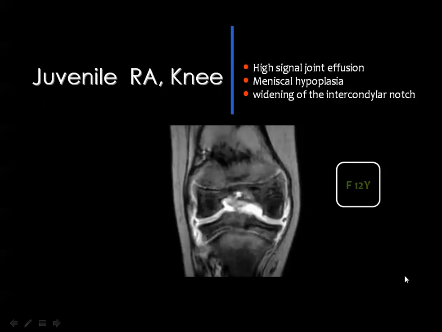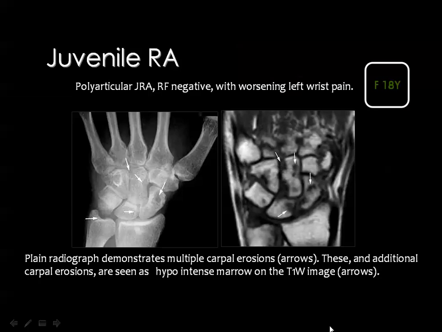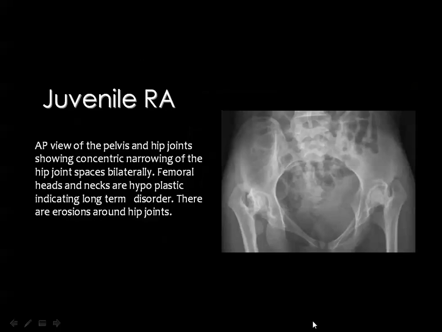Sometimes rheumatoid arthritis in the knee, as I have said, will result in absolute narrowing of the joint without bone erosions. But in cases of juvenile rheumatoid arthritis, you may get some joint effusion, and you can see hypoplasia of the menisci and widening of the intercondylar notch, which is secondary to synovial hypertrophy and erosions. Also, in the wrist, you may not be able to appreciate bone erosions by plain X-ray, and you can see these erosions better on MRI.